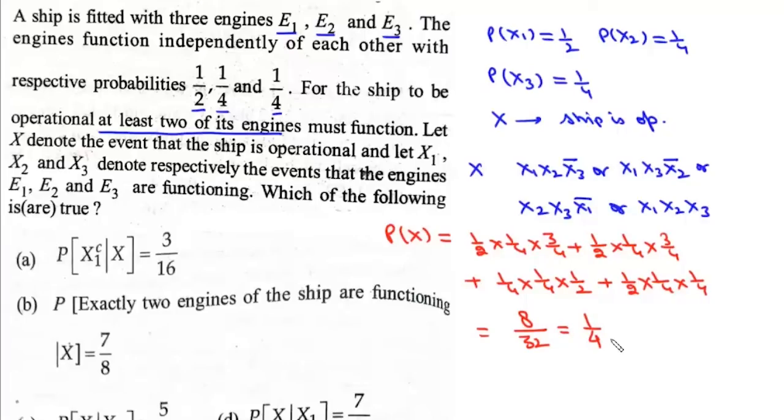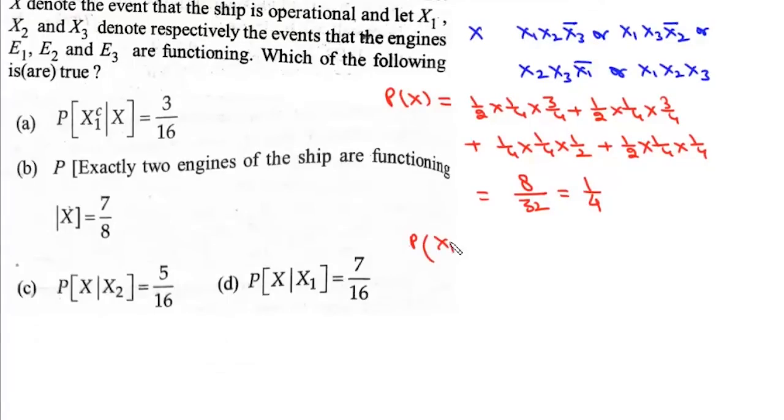Now for the first one, we have to find this conditional probability that X1 is not operational, given that the ship is operational. Now this is probability of X1 complement intersection X divided by probability of X. Now if engine 1 is not operational, it is only this third case.